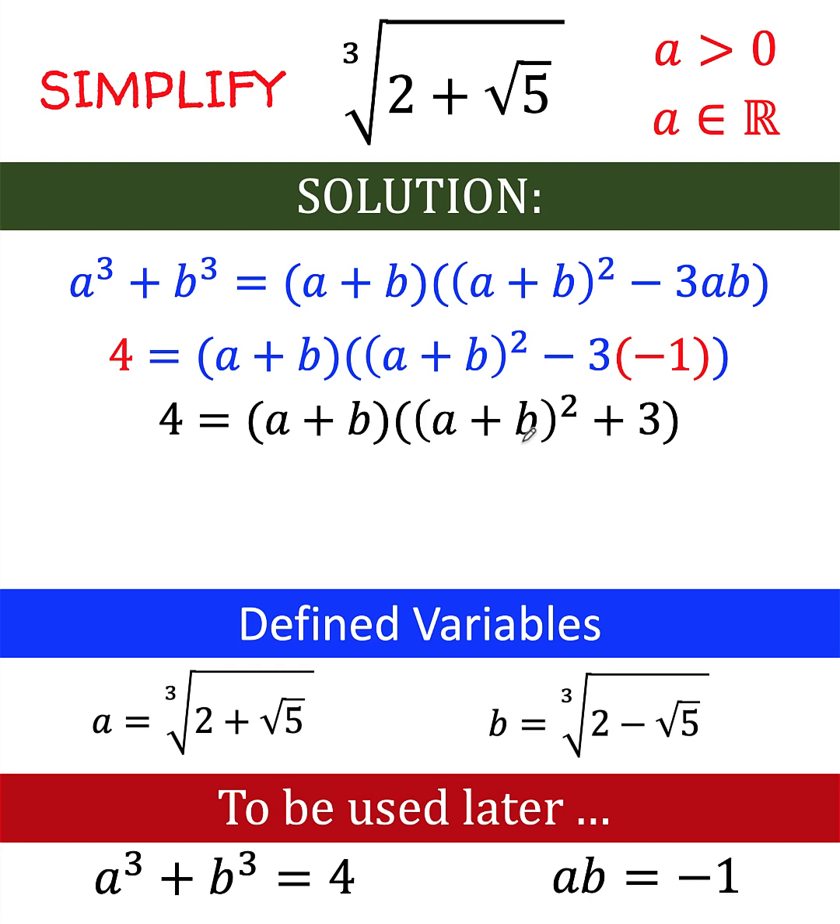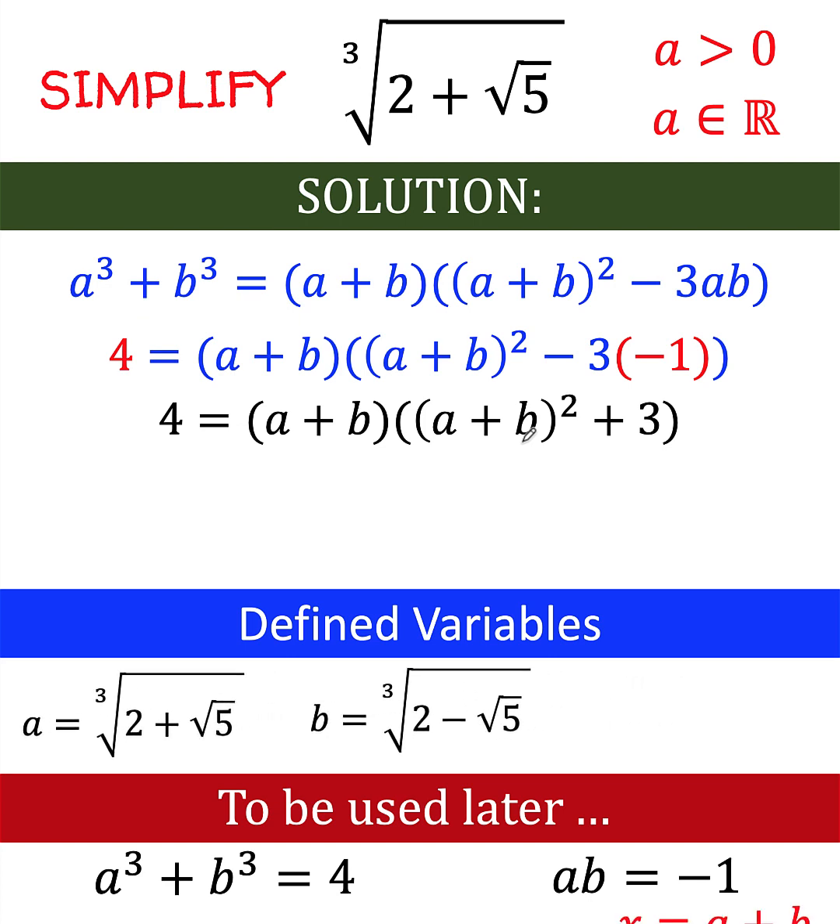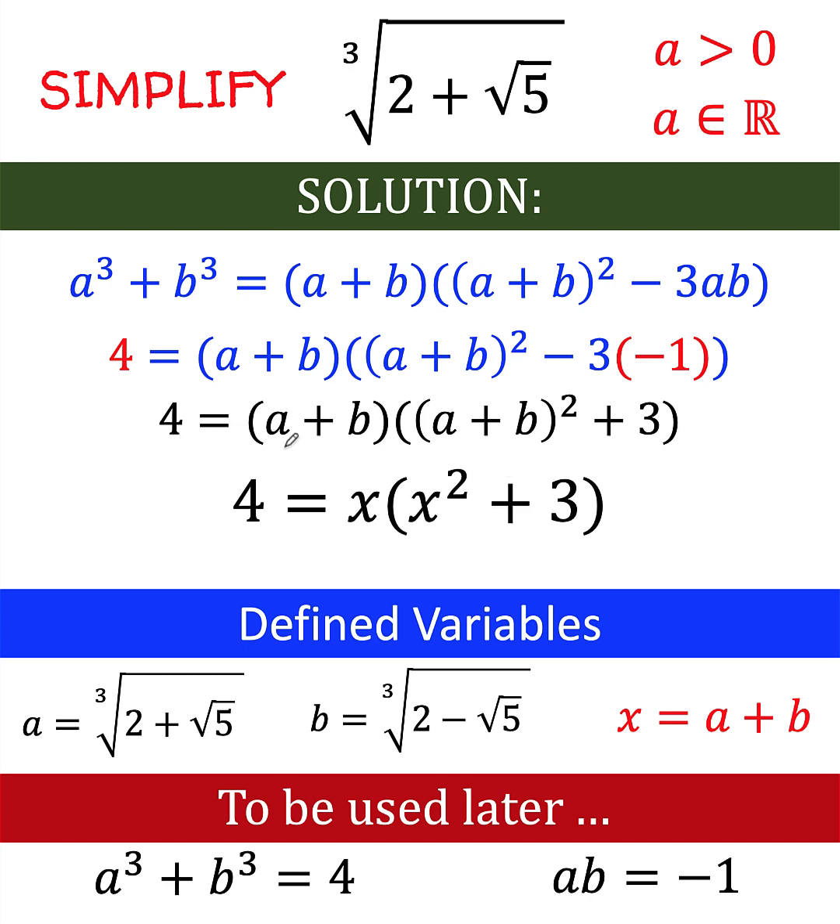So let's define again another variable. This time we let x be equal to this a plus b and substitute this x to each of these a plus b's, and this is what we have. We copy the 4. This a plus b becomes x. This a plus b becomes x, and this a plus b becomes x also. We copy the exponent, we copy all the rest.